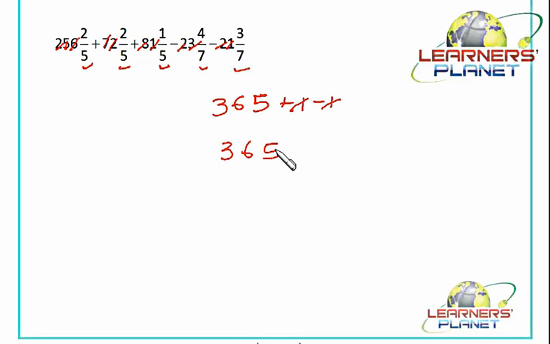Students, you might have observed that without converting these mixed fractions into improper fractions, we have done the calculations so quickly, so fast. And you might have observed we didn't copy the problem anywhere else. So it is a great time saving in this case. Okay, let's take more problems.